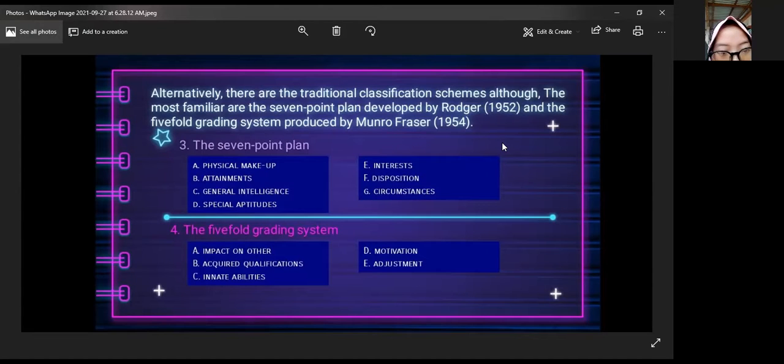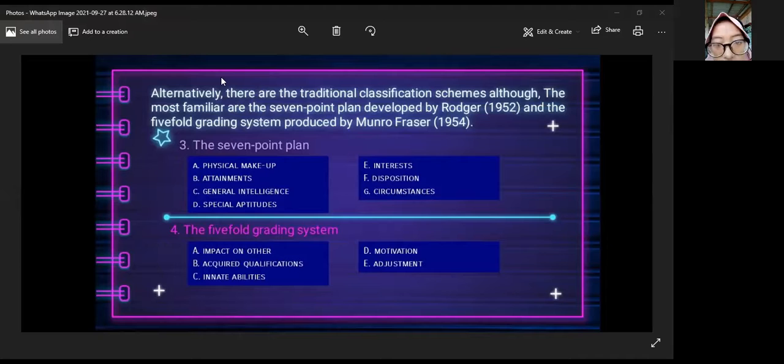And B, attainments such as education, qualification, experience. And C, general intelligence, such as fundamental intellectual capacity. And D, special aptitudes, such as mechanical, manual dexterity, facility in the use of words or figures. And E is interests, such as intellectual, practical, constructional, physically active, social, artistic. And F, dispositions such as acceptability, influence over others, steadiness, dependability, self-reliance. And G, circumstances such as domestic circumstances and accomplishments of family.